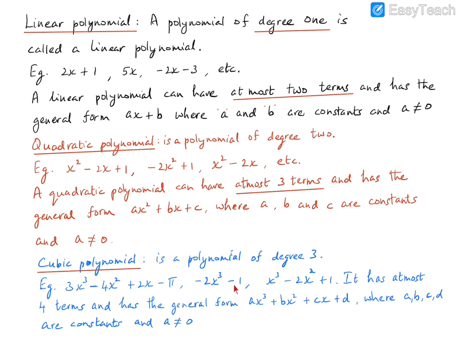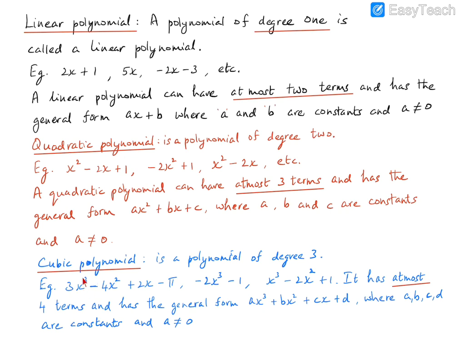If you look at this expression, it is a cubic polynomial of degree 3, but it has less than 4 terms. So at most means maximum. It cannot have more than that maximum. So it has a maximum of 4 terms. It can have less than 4 terms, but never more than 4 terms. That's number 1. And secondly, it should have a term with the power 3. Okay, only then we call it a cubic polynomial.